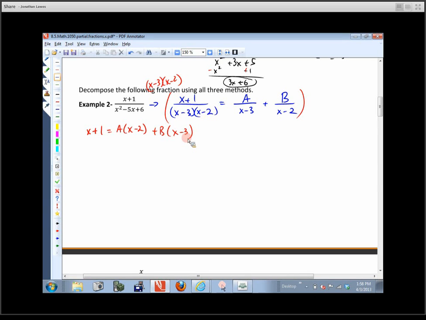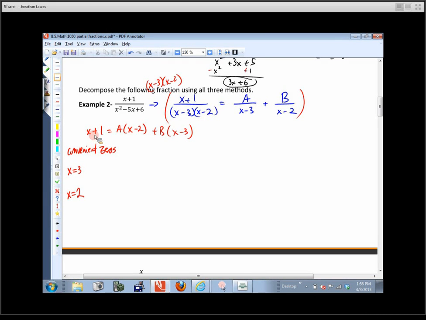Now, we're going to use the method of convenient zeros. Look at this right here. What are the zeros in the denominator? 3 and 2. So I'm going to plug in x equals 3 and x equals 2. Why? Watch what happens. This is why it's called convenient zeros. This is just an equation. If this was a true equation, and I plug a number in for x, it should still be a true equation, right?